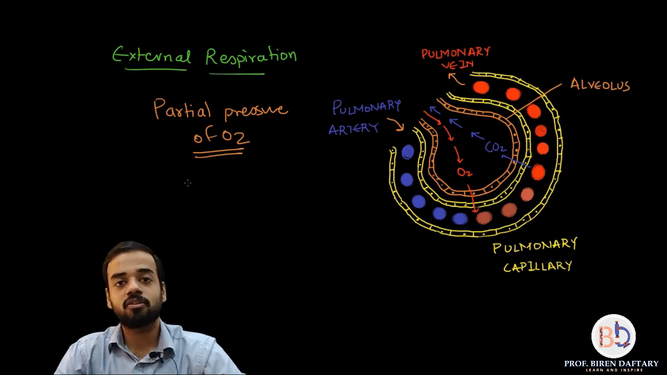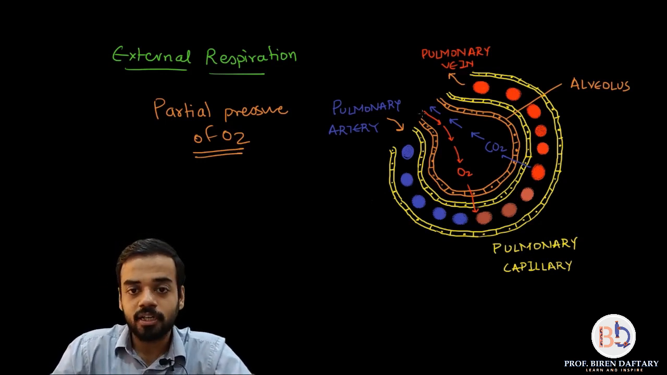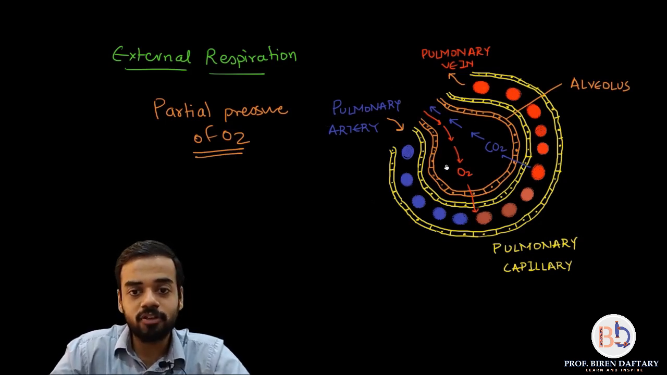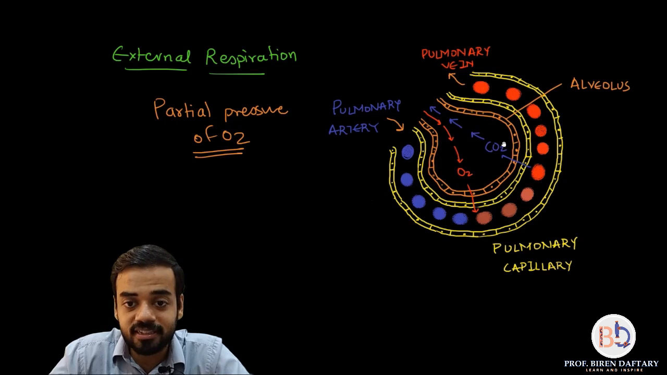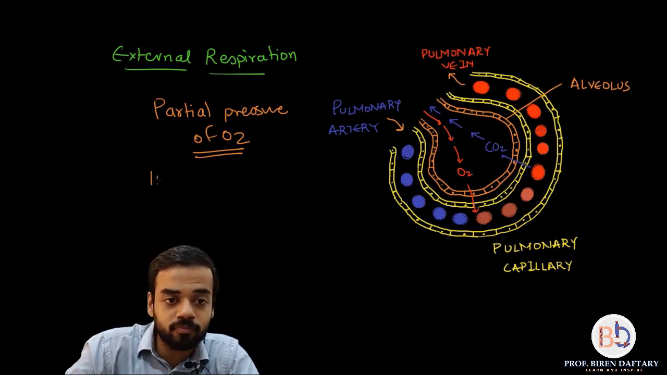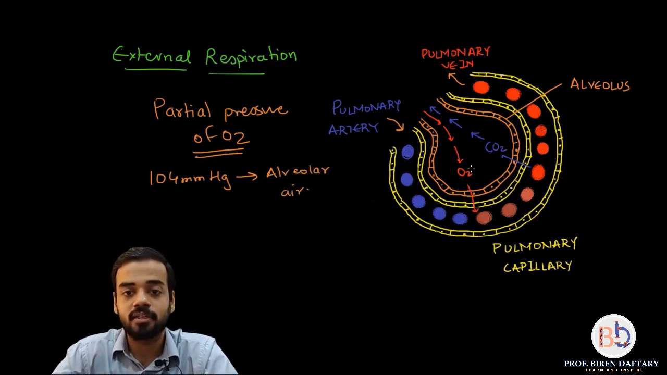Okay, partial pressure of oxygen is measured in the units of millimeters of mercury. So the air that we breathe in, okay, this is the alveolus. So this alveolus is filled with air and obviously oxygen is a part of it. So the partial pressure of the oxygen inside this alveolus is 104 millimeters of mercury. Okay, so this is alveolar air. Alveolar air means air present in alveolus.